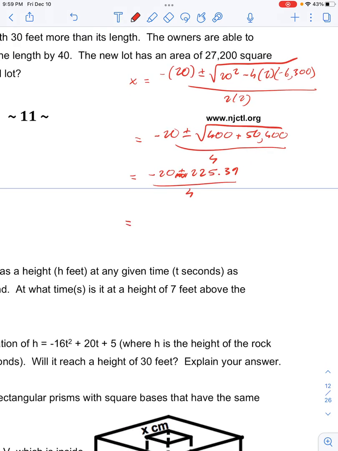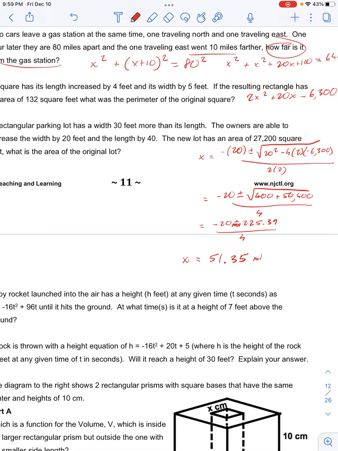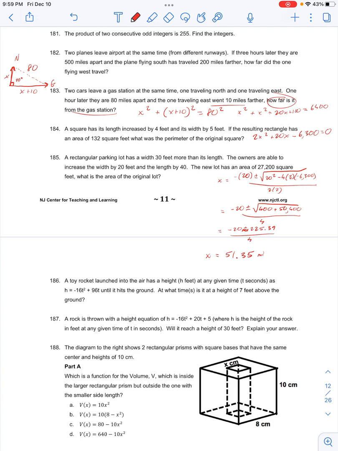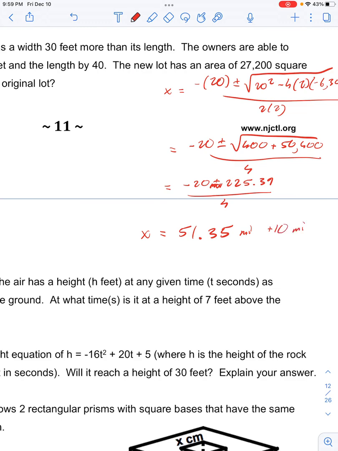So we would have 225.39 minus 20, divided by 4, which would give us a distance x of 51.35 miles, is our unit. And if we want the distance that the one going east traveled, that would be x plus 10. So if we just add 10 miles to this, then our distance is equal to 61.35 miles.